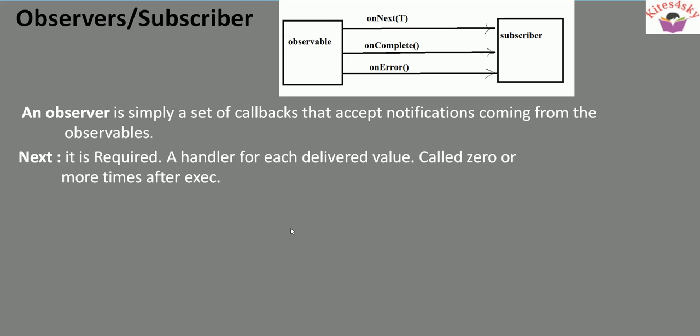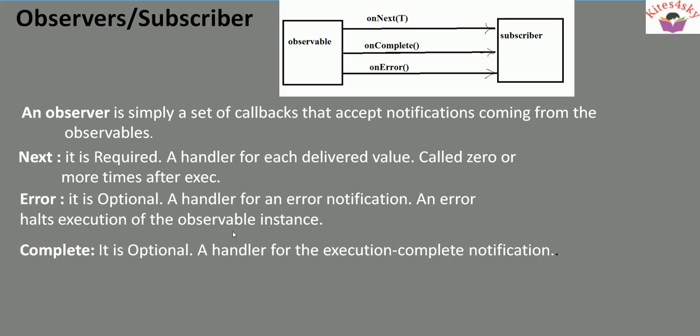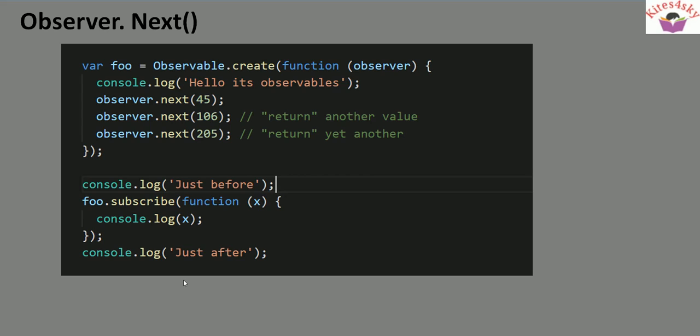First is next. Whenever any value is delivered to the observer, it is handled by the next method. If any error occurred, we need to call the error method to handle those errors. If the operation has been completed, we need to call the complete function. Let's understand all of that in code snippets.